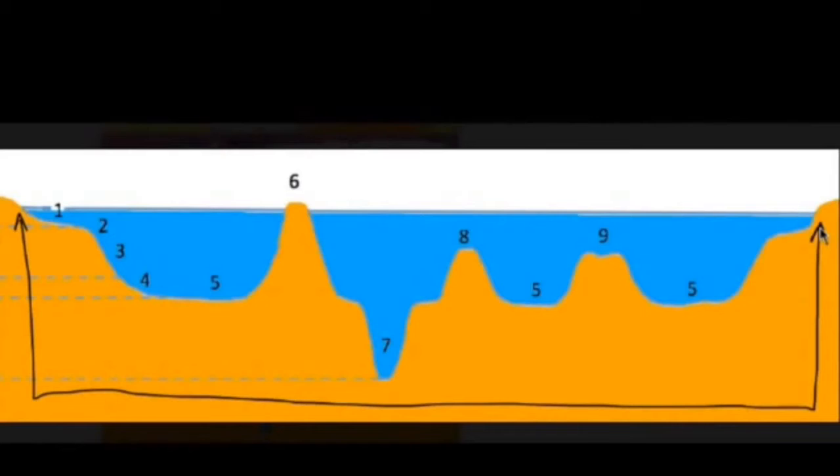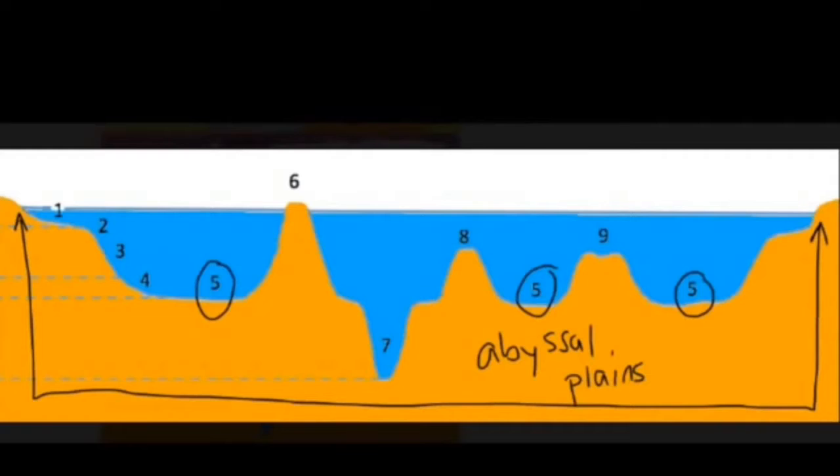Let's go ahead and take a look at some of the flattest parts of the features. Now, people get this confused a lot. Number 5 right here, and number 5 right here, and number 5 right here are all the same thing. Those three number 5s are all abyssal plains, P-L-A-I-N-S. An abyssal plain, like we talked about in class, is the flattest part of the ocean.